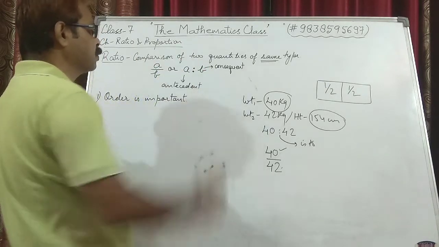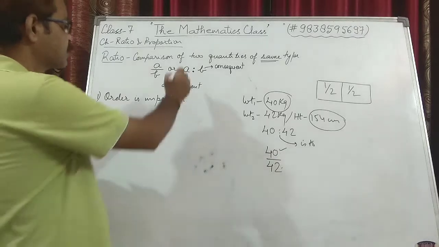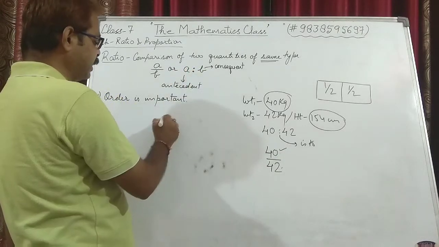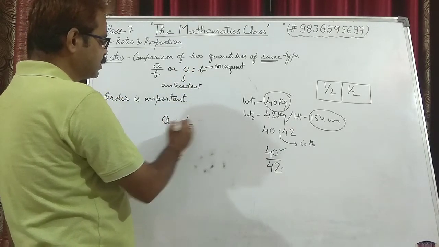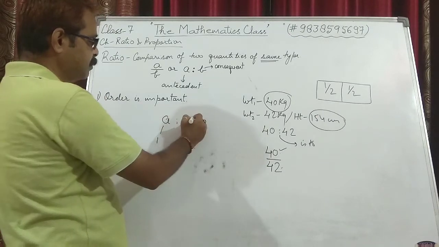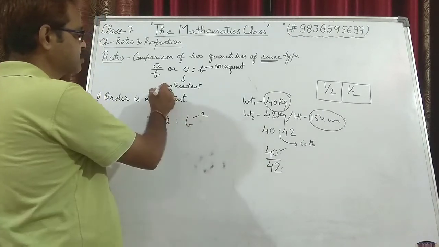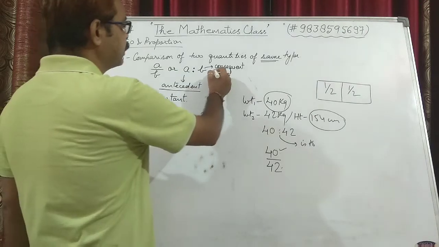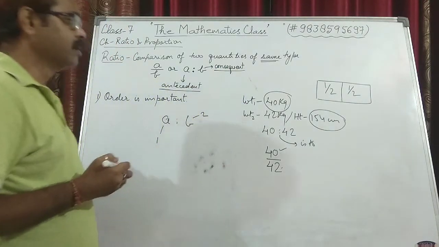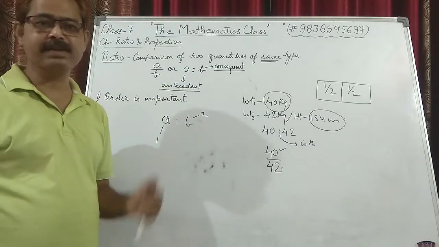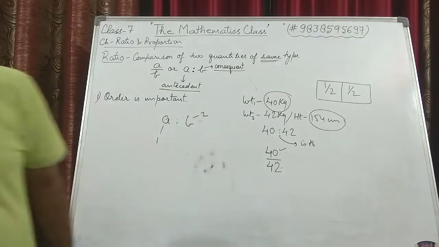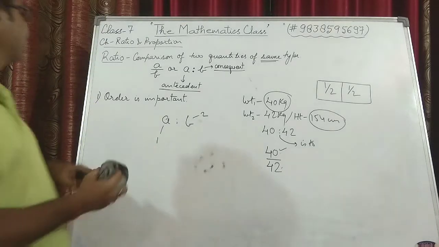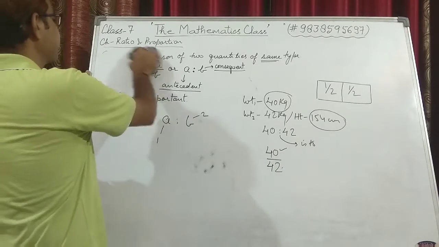These two dots are read as 'A is to B'. When it is written A is to B, A is known as the first term and B is known as the second term, or A is known as the antecedent and B is known as the consequent. These are the basic things about ratio. Now there are a few more points to remember.